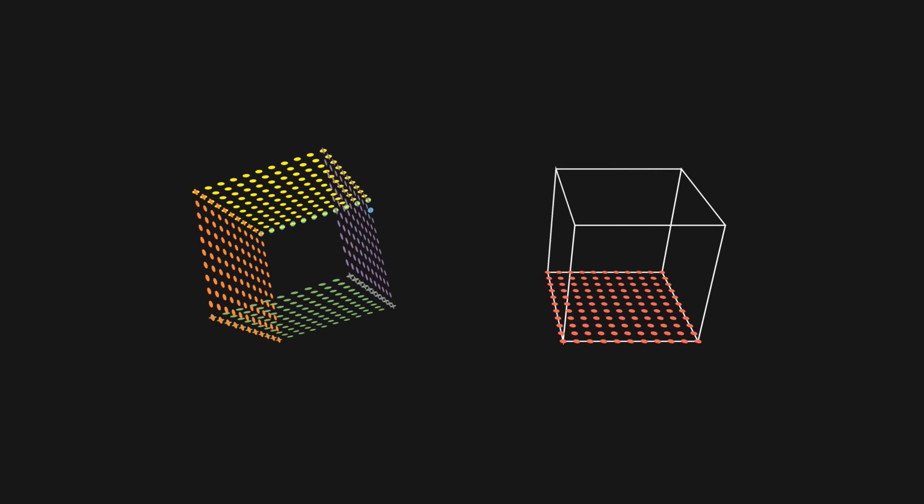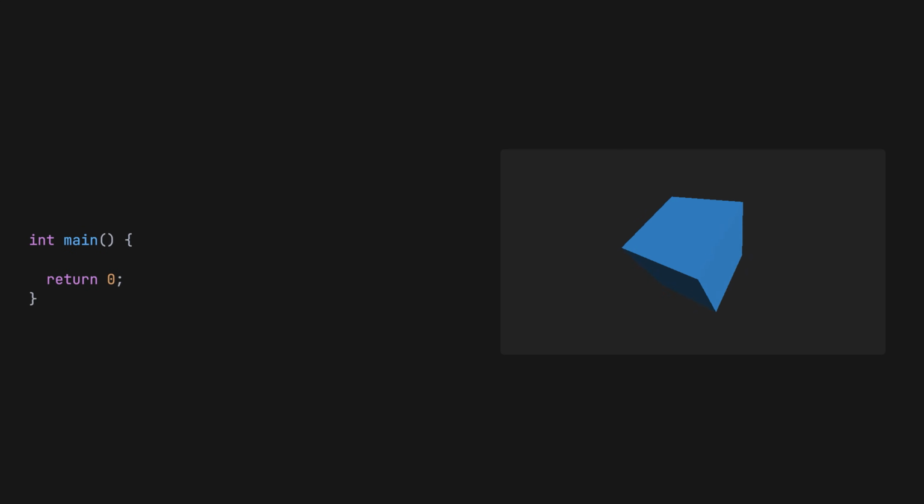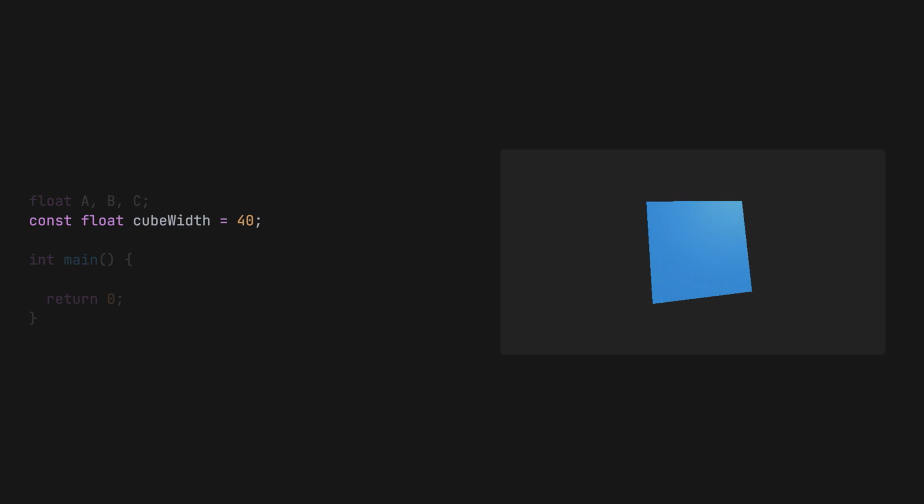Now let's dive in and see how we can implement this in the code. I will use the cube on the right for demonstration purposes. In the end, we will be able to see the working version. We begin with the angles A, B, and C. They will be set to 0 at the beginning.